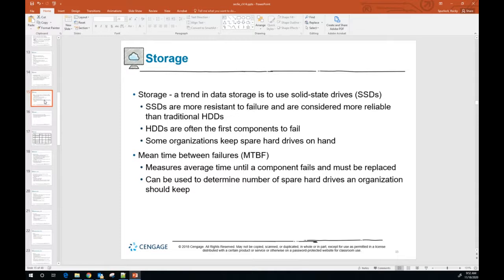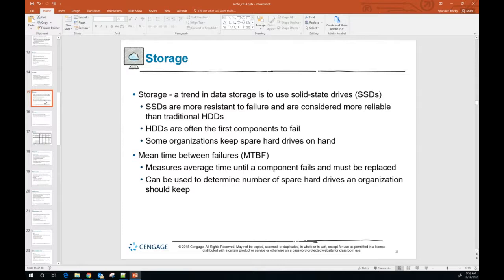Storage is moving in a trend to use solid-state drives. These are drives that are more resilient to failure, and they are considered more reliable than the traditional hard drives. The hard drives, though, are often the first component to fail. So a lot of organizations will keep a spare hard drive on hand. It's something easy to replace.